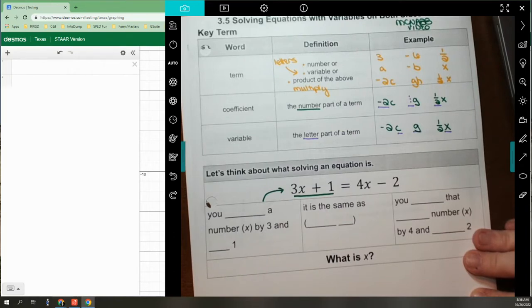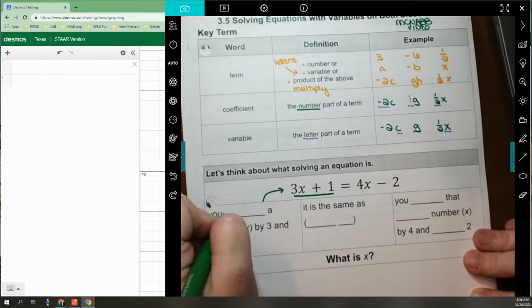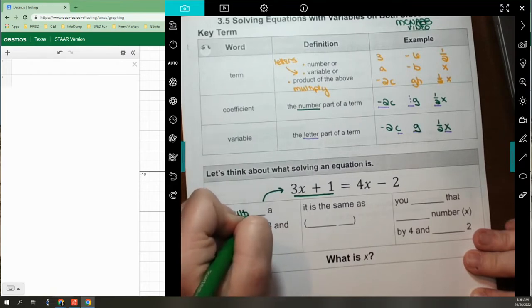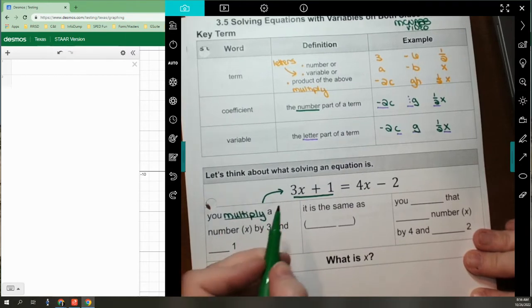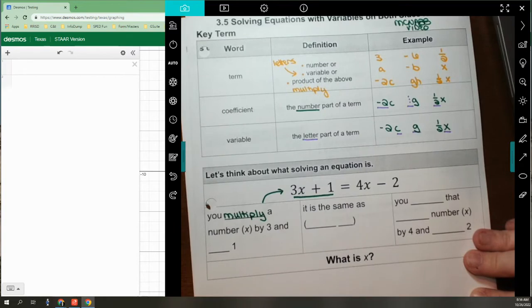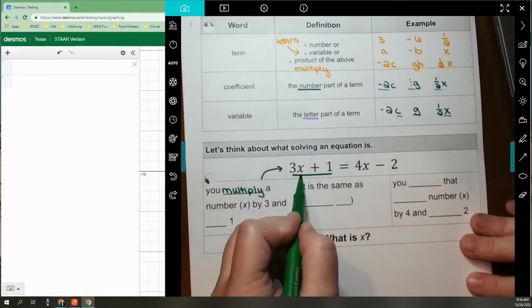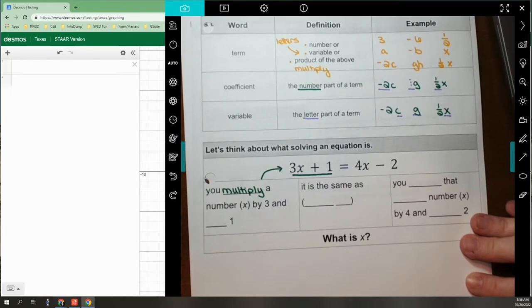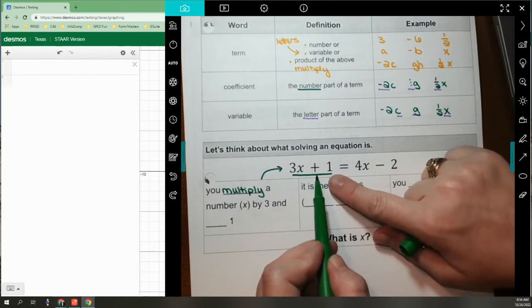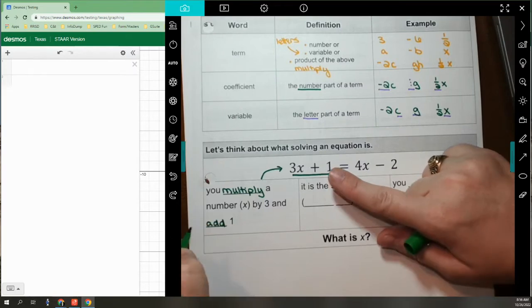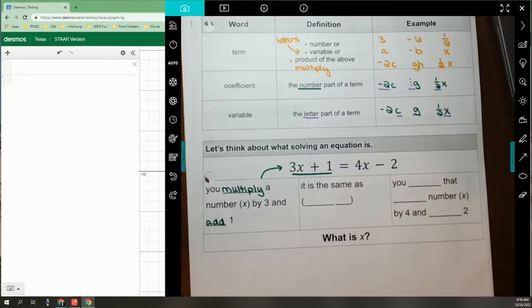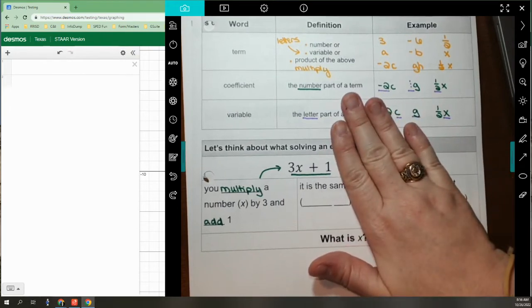3x plus 1. What does that mean? It means that you multiply a number, x, so that's what we're using for our number, x. We multiply it by 3, so that's where we get our 3x. Multiply a number by 3, and we do something else. We add 1. So you multiply a number by 3 and you add 1. That's what this side of the equation is talking about.